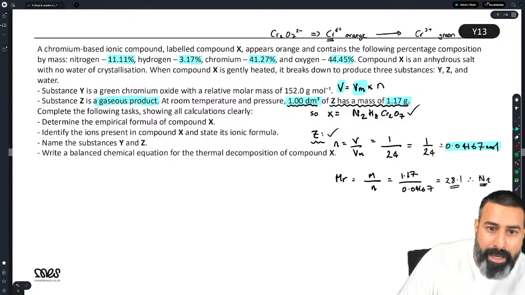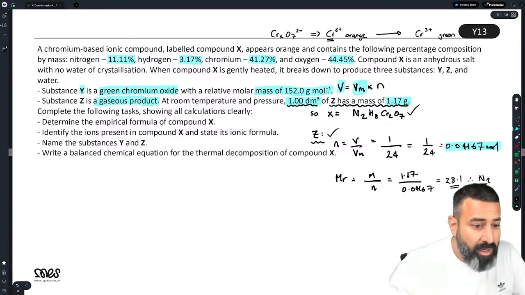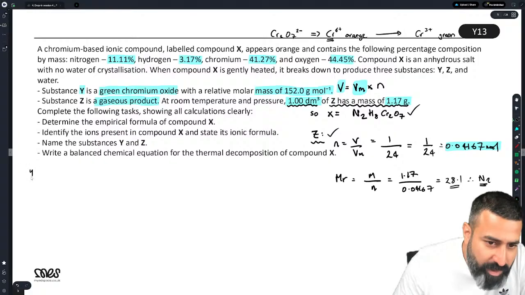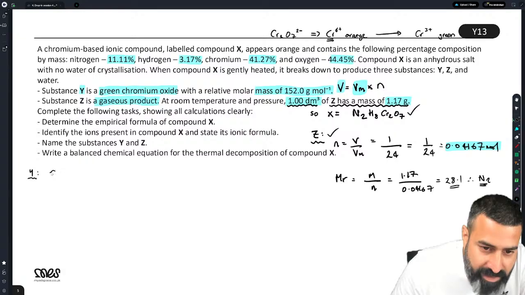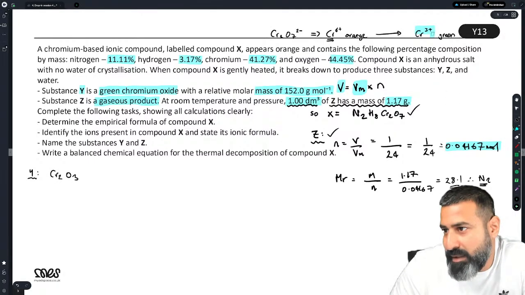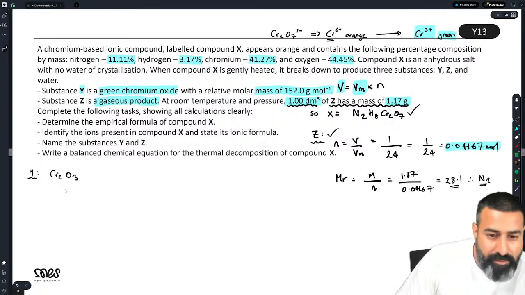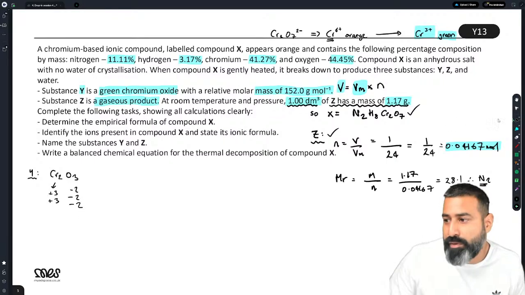So now let's have a look at Y. So Y is a green chromium oxide with a relative molar mass of 152. Okay, so what do we think this oxide could be? I think, was it Chinwendu who said it could be Cr2O3? What do we think? Let's guess and say Cr2O3. Because I know that chromium in the +3 oxidation state is green, so it was worth doing that bit at the beginning, okay? So if that is +3, I need 2 lots of the chromium, and I need 3 oxide ions, so it could well be Cr2O3.